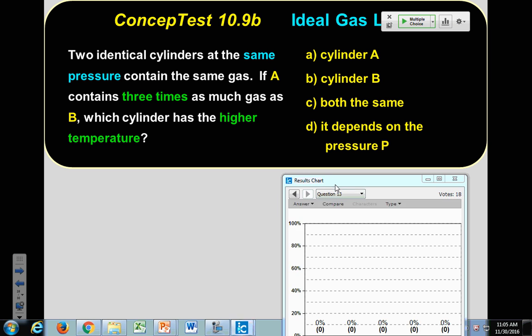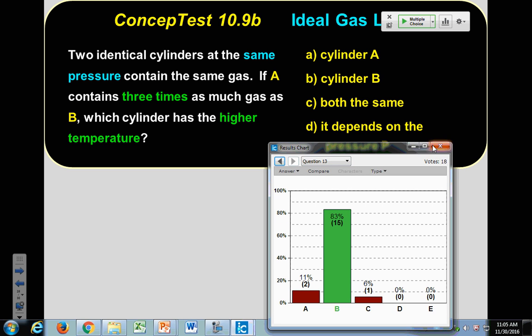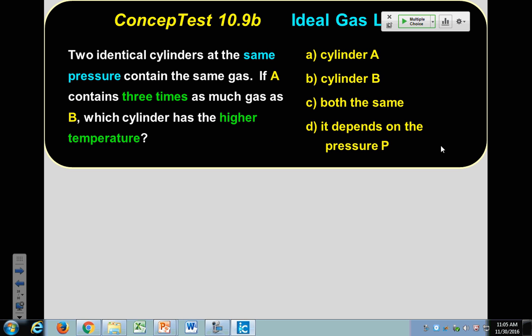Okay, good. B is right. The one with a higher temperature is the one with less gas, and that might be counterintuitive to you, but it follows from the ideal gas law that if I have more gas in a container, then the temperature is going to go down. That assumes I keep a constant pressure. Normally, if I add more gas to a container, then my pressure also increases. But if you can keep that pressure constant, then your temperature will actually decrease.